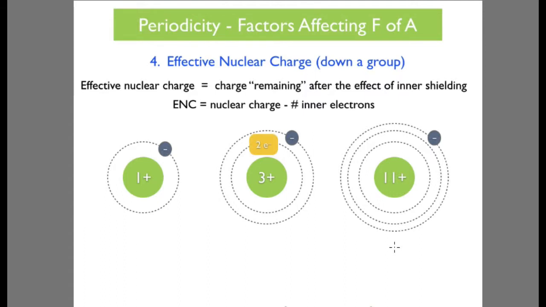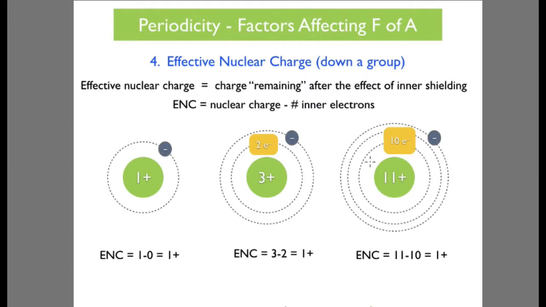In this example, we've got 2 electrons shielding the outer electron, and over here we've got 10 electrons shielding the outer electrons. The effective nuclear charge for the first one is going to be +1, because you've got a charge of 1 and no shielding. Over here we're going to get a charge of 3, because it'll be 3 protons, and you've got 2 electrons in that first shell which is shielding this electron. So 3 minus 2, you get a charge of 1.